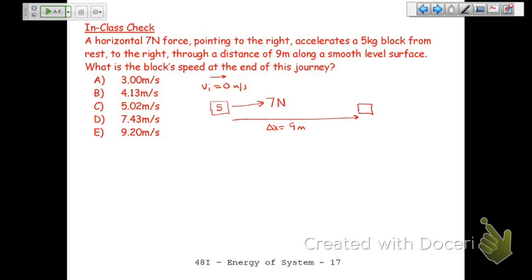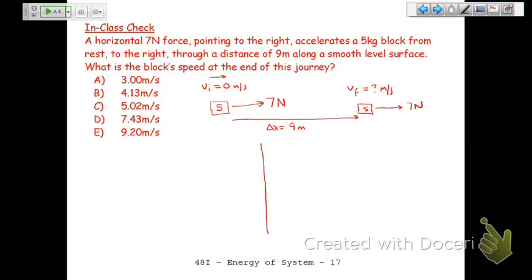So here's my 5 kilogram block. I'm 9 meters further on. I've got a 7 newton force acting all the way through it. And I want to know my Vf is equal to, I don't know what that is, meters per second. It's tempting to see this as a kinematics problem, you know, Vf equals Vi plus at and all that kind of stuff. And we can actually have a go at it like that.